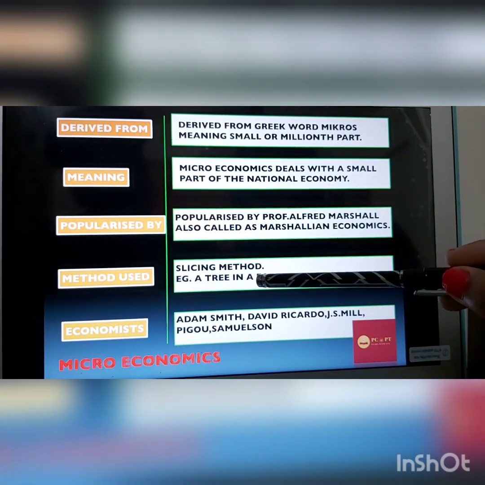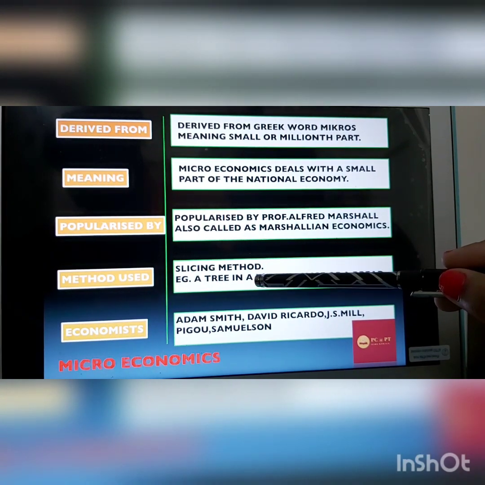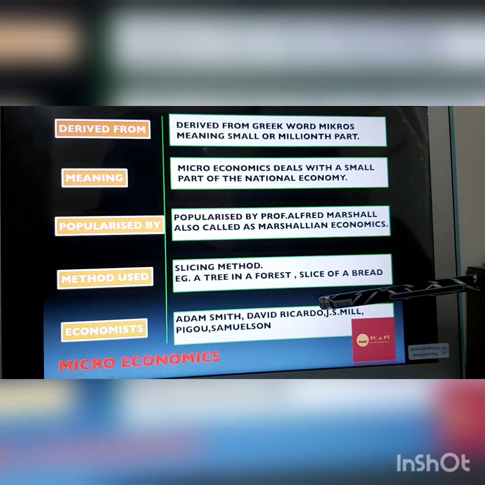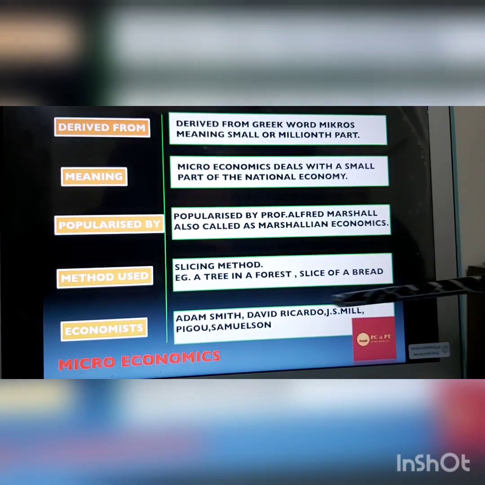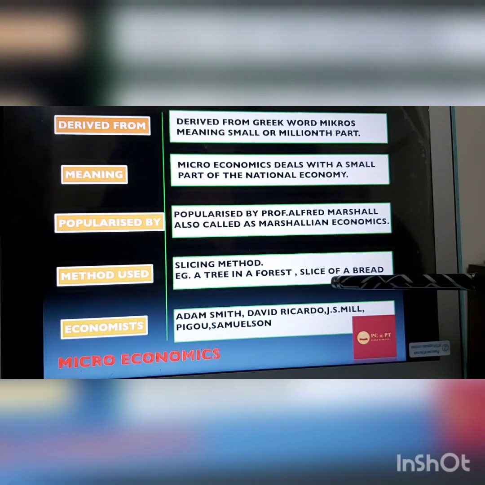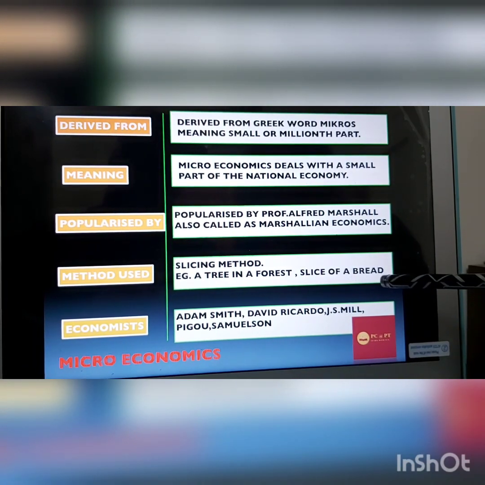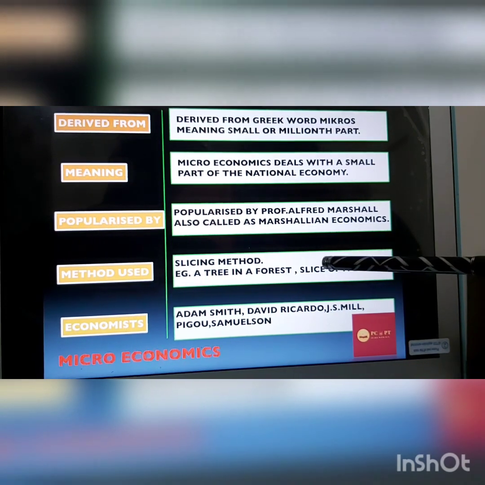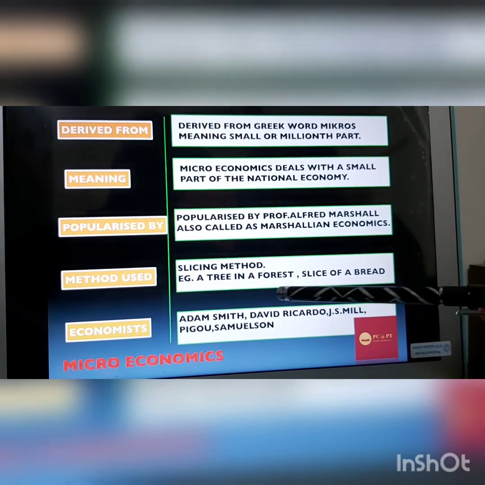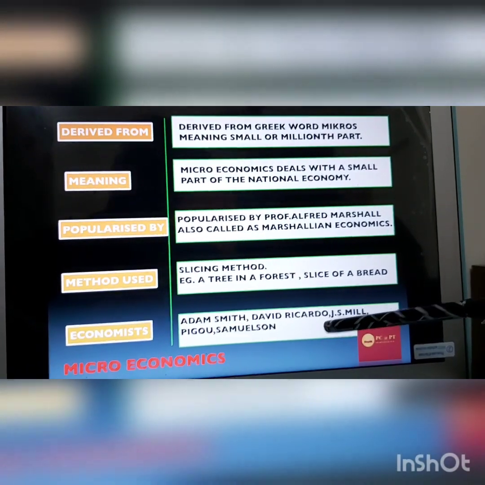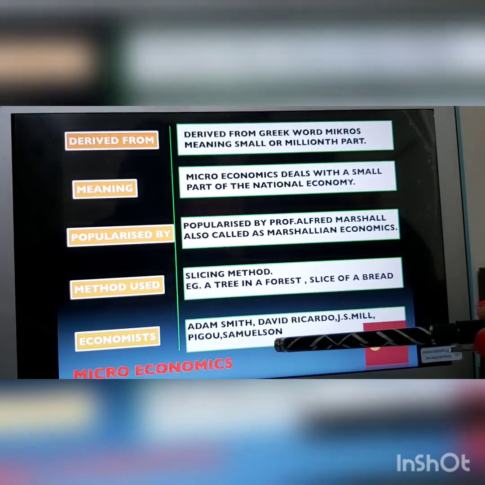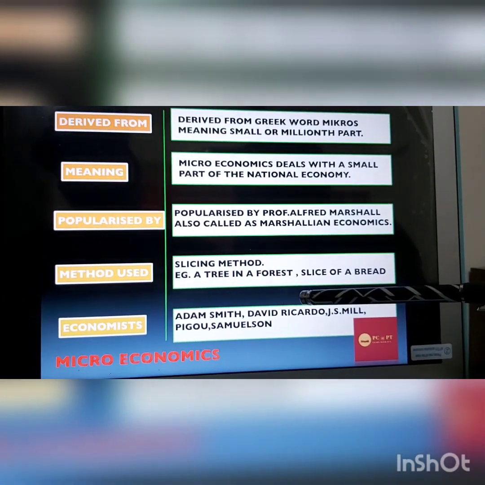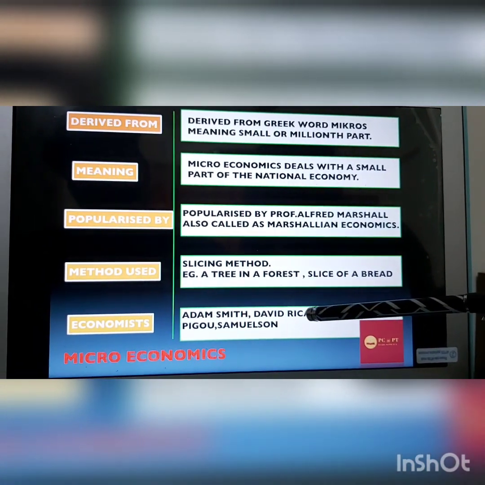जैसे one tree of a forest, अगर तुम study करोगे तो that is microeconomics. If you study the entire forest, it will be macro. Similarly, if you study one slice of a bread, it will be micro. But if you study the entire loaf of bread, it will be macro. They are related, but slightly different from each other. Other economists like Adam Smith, David Ricardo, J.S. Mill, Pigou, and Samuelson have also taken innumerable efforts to give their particular contribution to microeconomics.